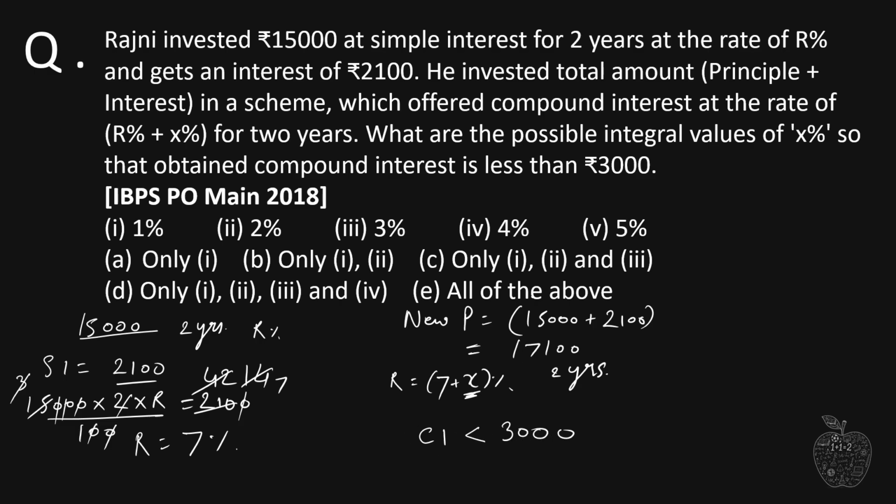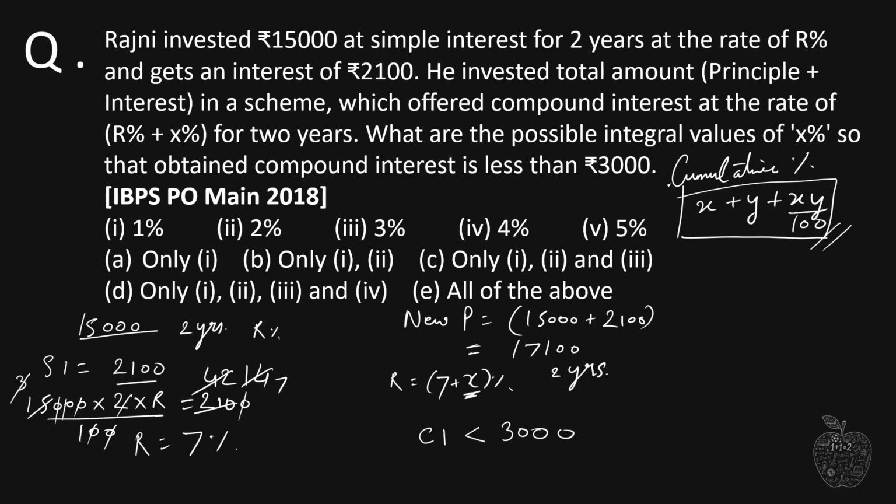Now what we will do here is use the formula for cumulative percentage, and the formula for that is x plus y plus xy over 100. This is the formula for calculating cumulative percentage, and if you are not aware of this formula, go on YouTube, search for cumulative percentage, watch some videos, and you will get an idea about how this formula works. Okay, so now let's go by the options.